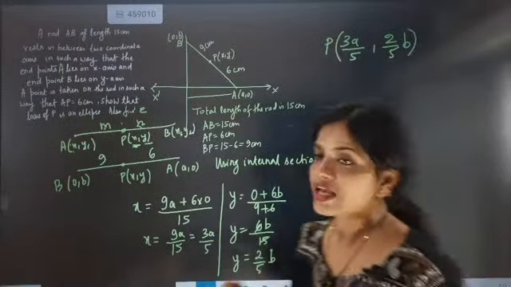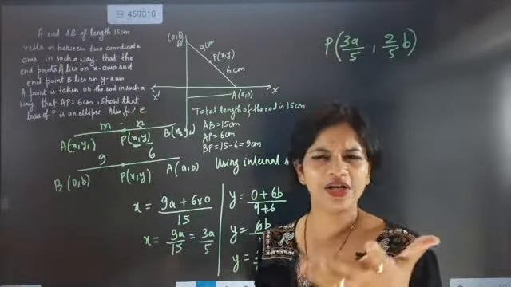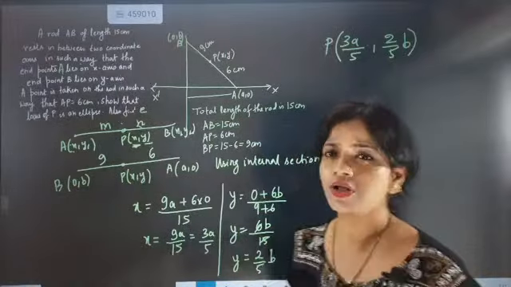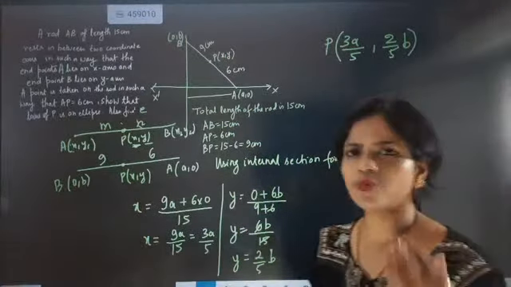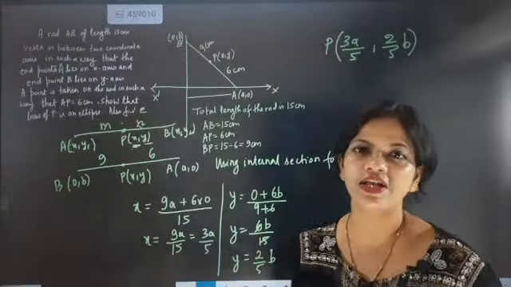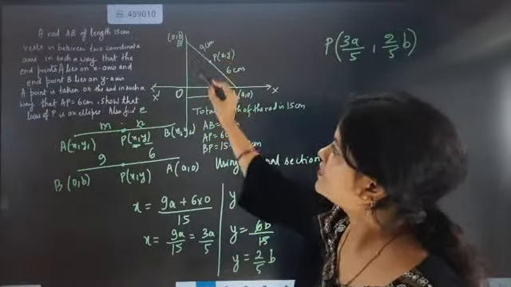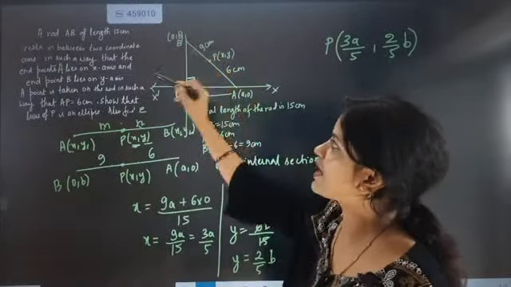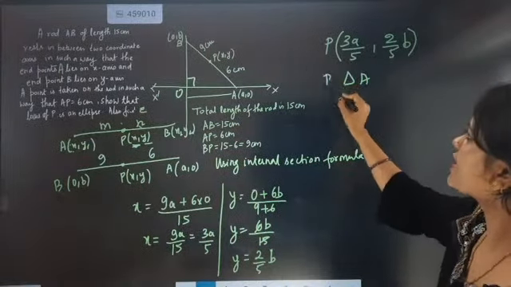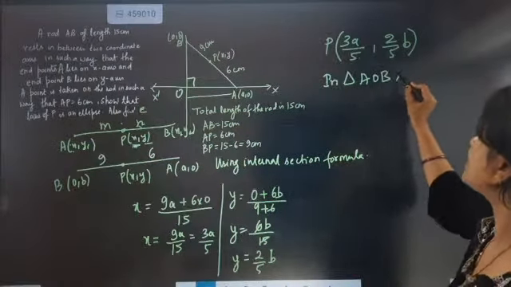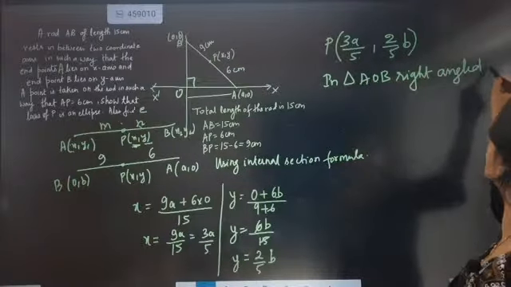Now we know that if it is an ellipse, okay, so we right now don't know that it is an ellipse or not, but we got this point P value as 3a by 5 and 2 by 5 b. We are going to keep it till here. Now after that we are going to talk about this triangle. This is exactly a right angle triangle. So in triangle AOB, right angled at O.